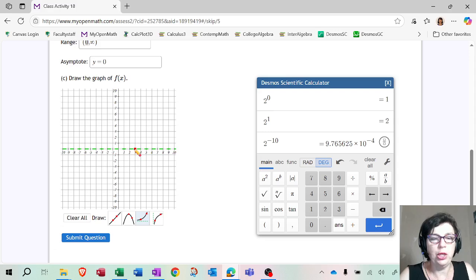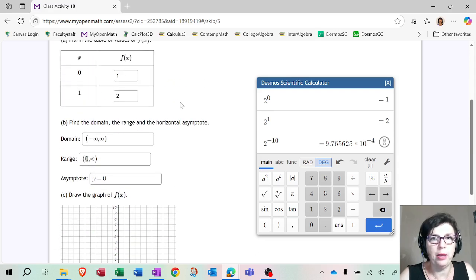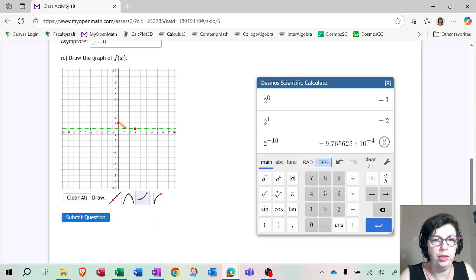And then we're going to need 2 points that match our table. So 0, 1 would be 1 point, and the other one was 1, 2. That's the other point. And there is our exponential function.